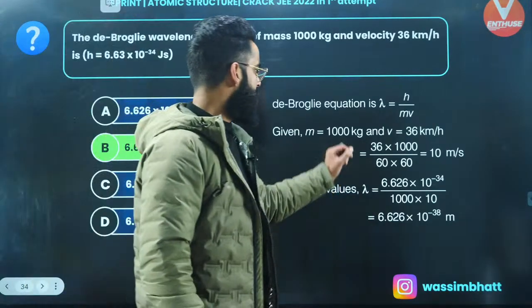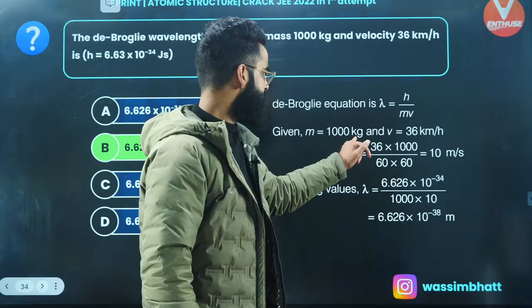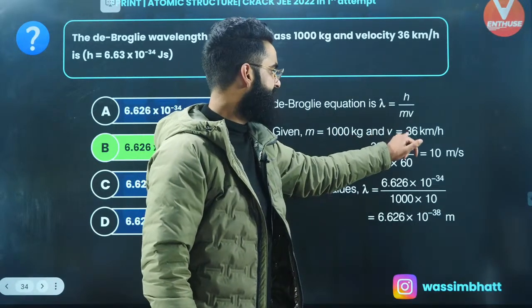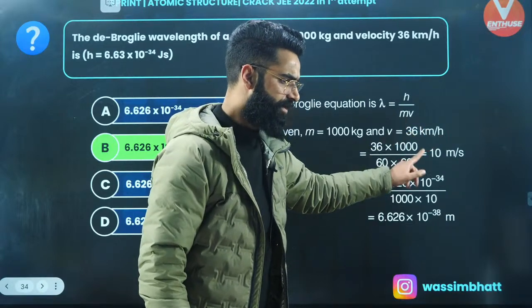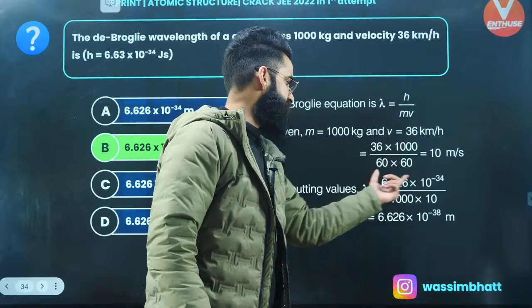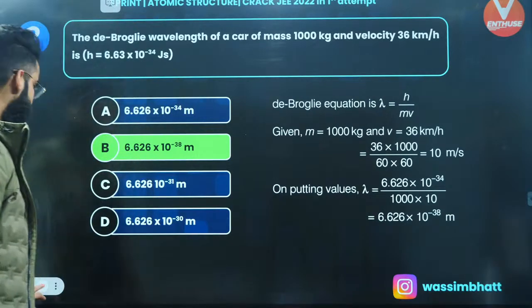It is simple. Mass is given to me as 1000 kilograms, right? Velocity is given to me as 36 km per hour. Just convert it into meter per second, right? Then use lambda is equal to h upon mv. That's all. I'm not going to solve this particular one.